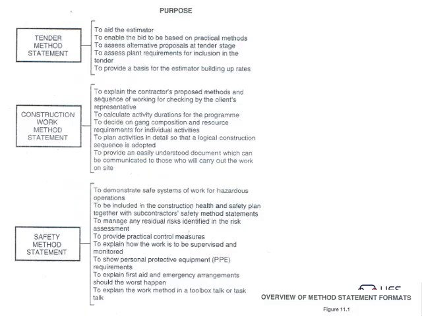Okay, then this is very important. As you know, by this time I like to use the diagrams because it has a whole lot of information on it, and it's just logical to think about it. So looking at your tender method statements, this is now the examples that we've gone through. It aids the estimator to make an estimate. It enables the bid to be based on practical methods and to assess alternative proposals at the tender stage, assess the plant requirements for inclusion in the tender, to provide a basis for the tender estimator.